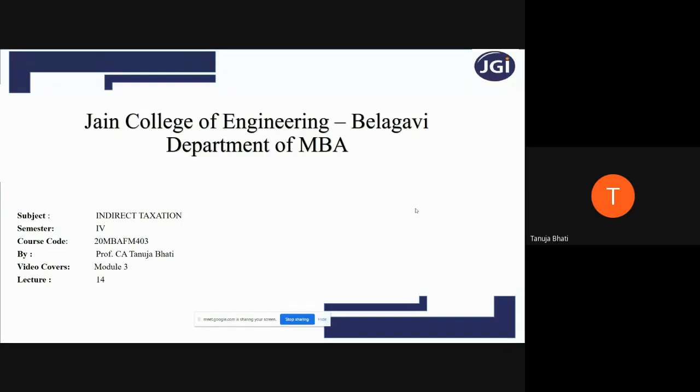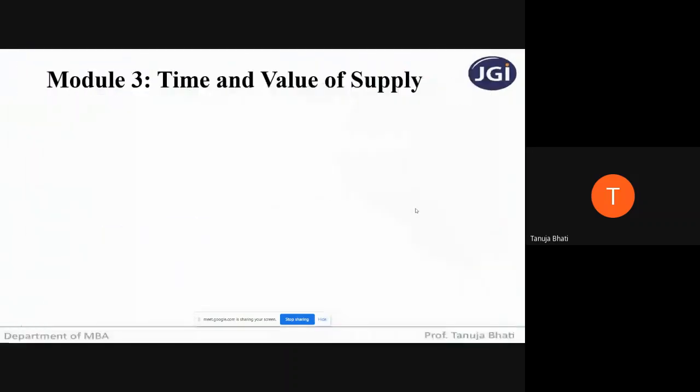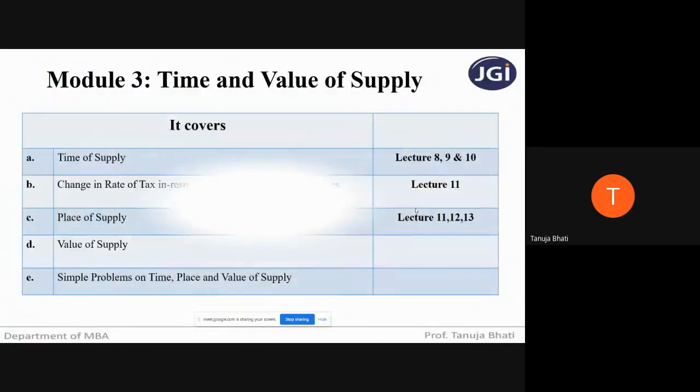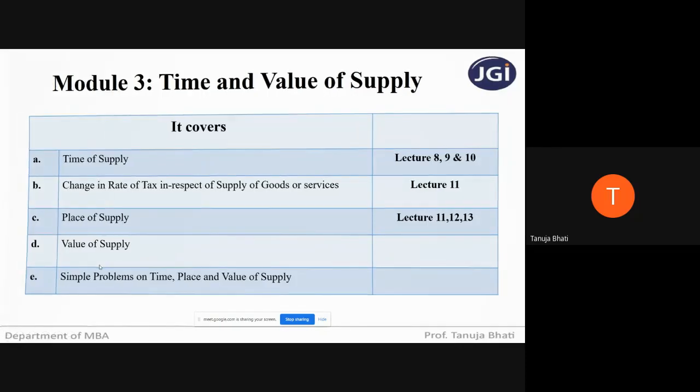Welcome to lecture number 14, where we will be covering module number 3 under subject indirect taxation. So in this module, as we have already seen, time of supply, change in the rate of tax in respect of supply of goods and services, place of supply. So today we will be seeing value of supply.